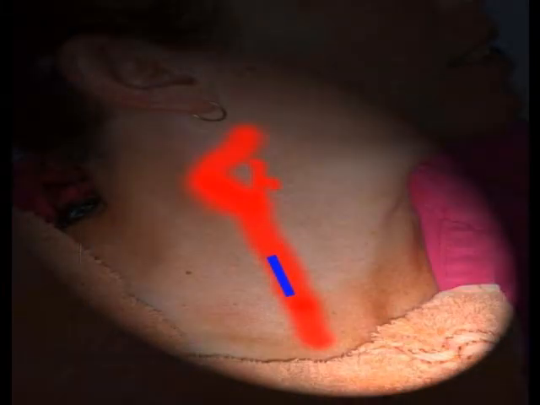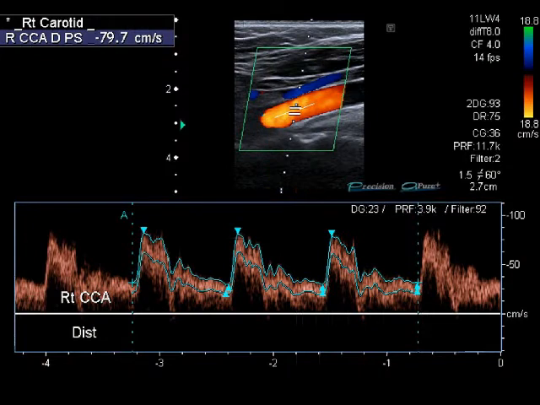The common carotid artery should be checked from its origin to the bifurcation for any intimal thickening and color field. Spectral Doppler is measured at proximal, mid, and distal portion. When you look at the waveform, common carotid artery has a relatively low resistance pattern.